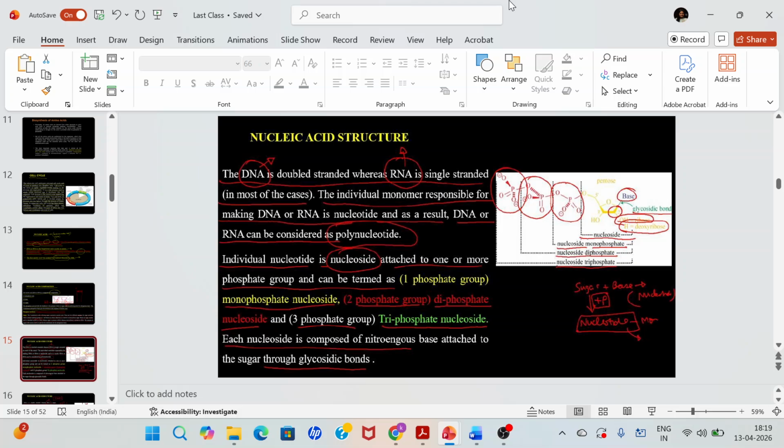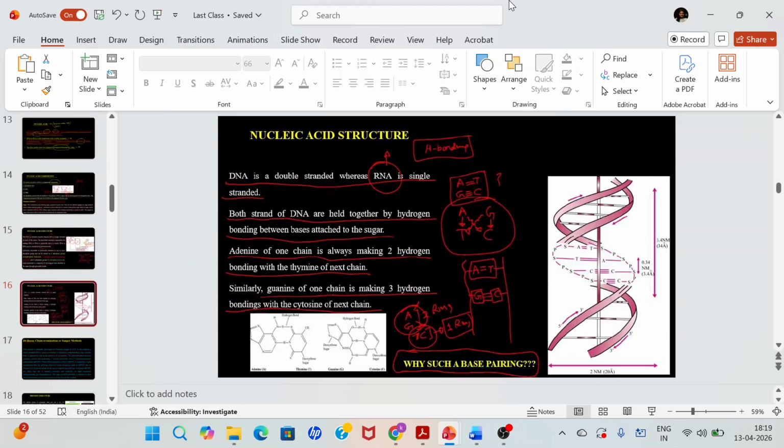Monophosphate nucleoside. If two phosphate groups are there, diphosphate nucleoside, and if three phosphates are there, triphosphate nucleoside. So each nucleoside is composed of a nitrogenous base and a sugar, and they are attached by what? Glycosidic bonds. Tick. So this was information about the nucleic acid.